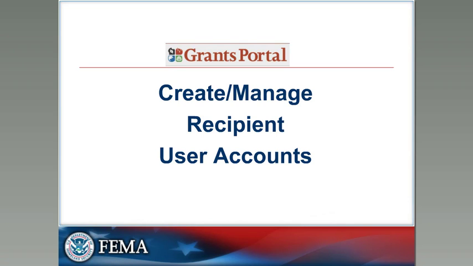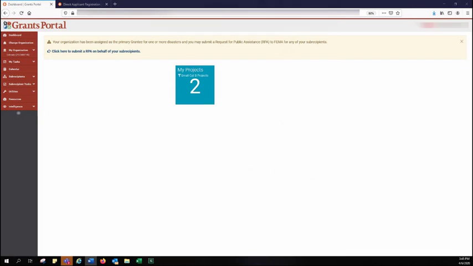So I want to talk to you about creating and managing recipient user accounts. Go back to Grants Portal. Okay, as a recipient, you can add roles. Roles are basically permissions on what a staff member can manipulate. In Grants Portal, you can reset passwords, you can send temporary passwords, you can reset security questions, you can create a new user account.